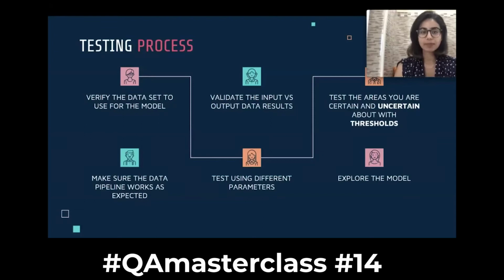Make sure the data pipeline works as expected, so no data is dropped or duplicates provided. And test using different parameters or configurations per your clients. So if you have certain things that only accept strings, try and put some integers and see how it behaves. And lastly, explore the model, understand the model, just go in without any agenda, and try and see if you find any underlying bug that you never knew about. So these are quite important things.